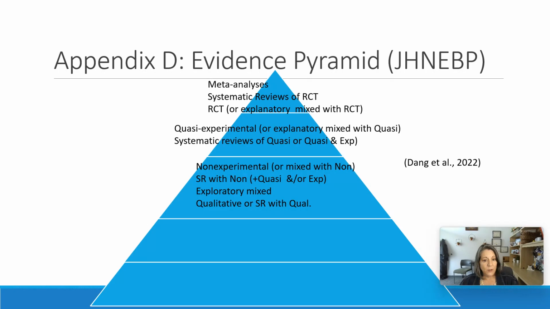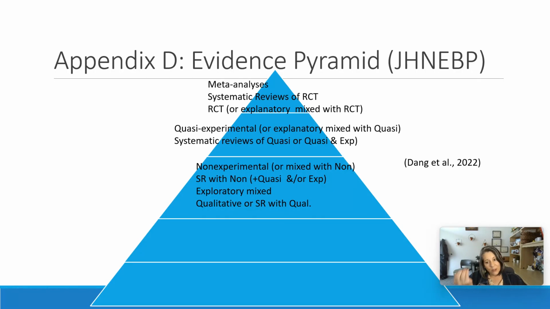Our level threes are going to be our non-experimental studies or our mixed method studies with non-experimental as sort of the main component. Systematic reviews that include non-experimentals, but also may include quasi or experimental studies. So basically, if you're including non-experimental studies in your systematic review, it's going to take it down to a level 3. Which again, remember, don't think of these as being like value judgments, okay? They're just letting us know where on this evidence pyramid the particular piece of literature that we're looking at is.